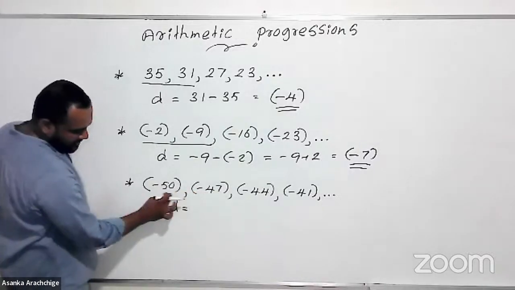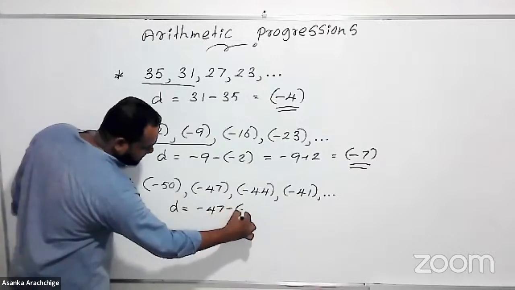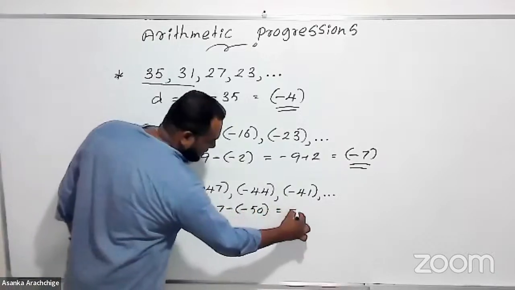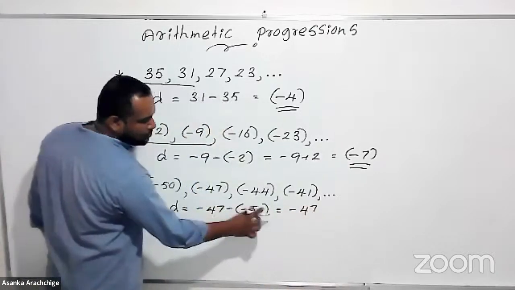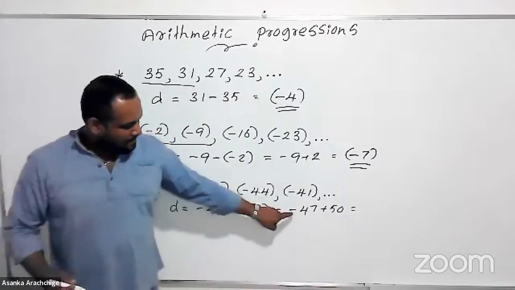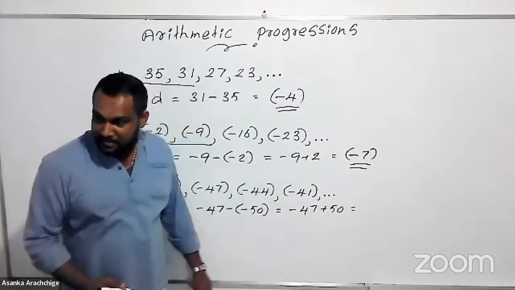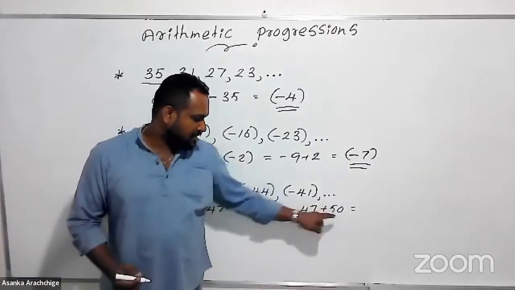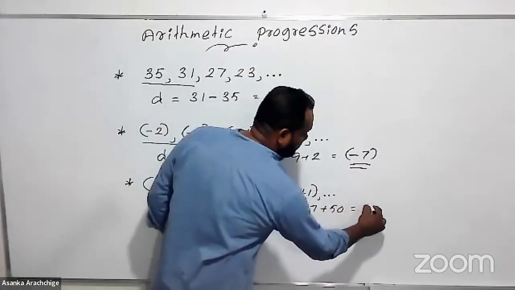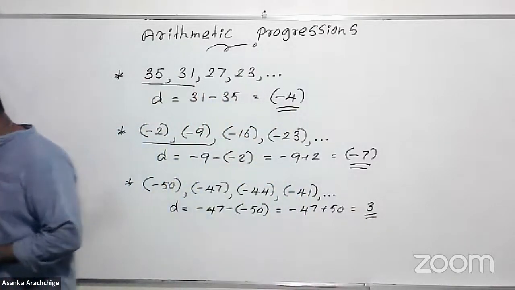Here, if you select these two, from the second term, subtract the first term. Now what happens? Minus 47 minus into minus plus 50. So, minus 47 plus 50. 50 is bigger than 47. Therefore, sign positive. By how much is 50 bigger than 47? By 3. Answer, positive 3. Is that clear? Copy it down.